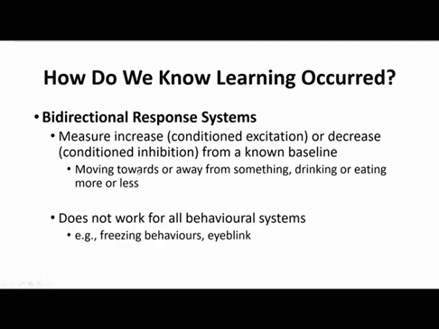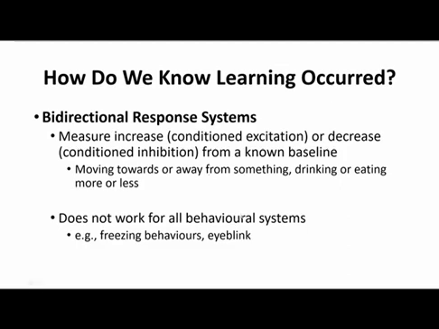For some measures, they can work in a bidirectional fashion, basically meaning that your measured response can either increase or decrease. It can move in one direction or the other, hence bidirectional response here. So we can measure the increase, our conditioned excitation, or decrease, conditioned inhibition, from some known baseline. So we can measure the distance toward or away from something. So if you start 10 meters away from something and you move towards it or away from it, we're getting a bidirectional measure. We can also look at eating or drinking more or less of something. There's lots of stuff that fits this bidirectional measure.